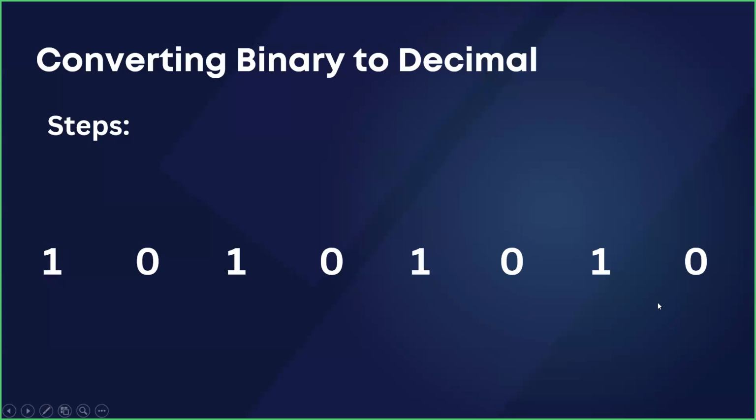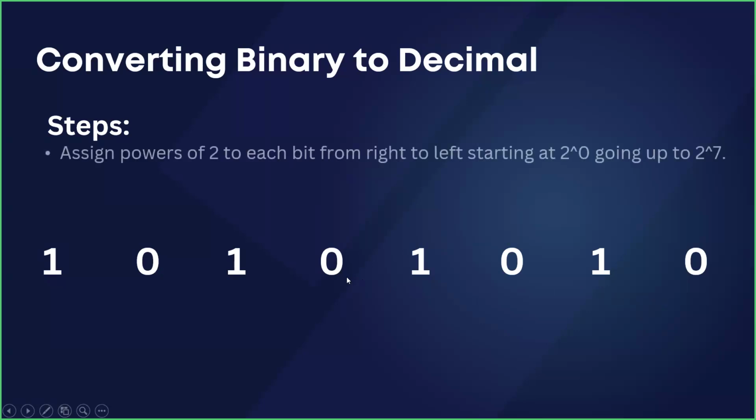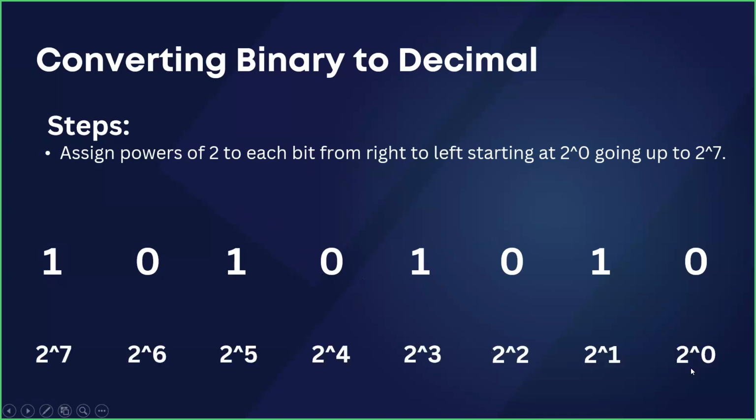10101010. To convert this number, firstly, you write down the values of 2 power 0 all the way up to 2 power 7 from right to left. So under each bit, you write down the value. The rightmost bit has 2 power 0 under it. Then you have 2 power 1, then 2 power 2, then 2 power 3, then 2 power 4, then 2 power 5, then 2 power 6, and finally 2 power 7.